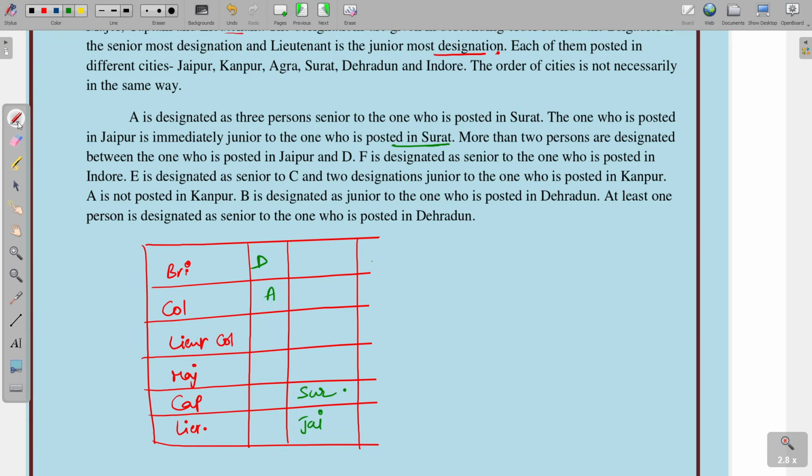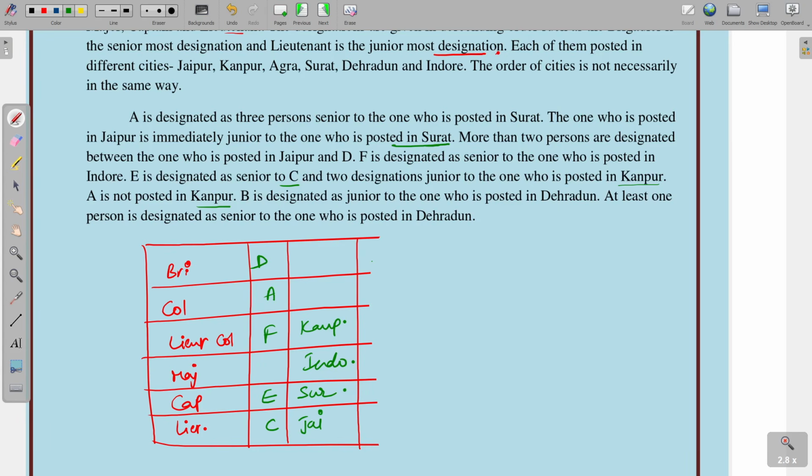Next, F is designated as a senior to the one who posted in Indore. Okay, so F is here and here Indore is placing. E is designated senior to C and 2 designations junior to one who posted in Kanpur. A is not posted in Kanpur. Okay, suppose if Kanpur is there, E is designated senior to C and 2 designations junior to one who posted Kanpur. So E is placing here. If E is placing here, C is junior to E.